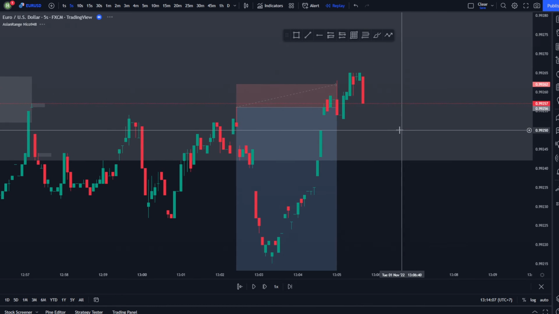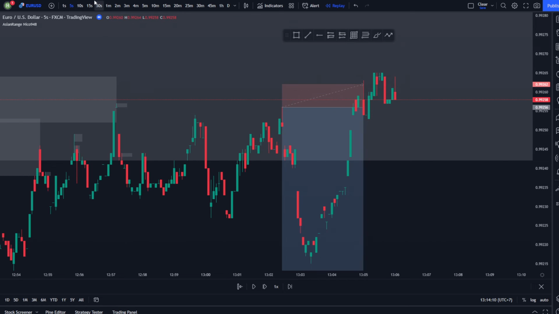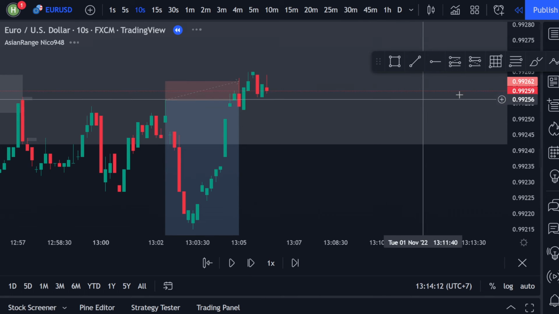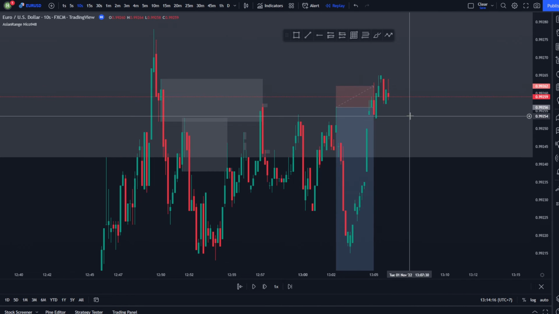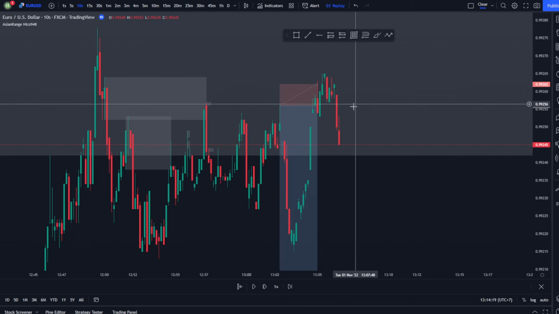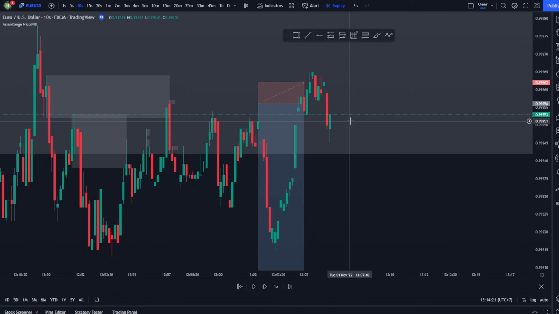Go wait for price to break down, because the 10 second gets violated. So get new 5 second break.